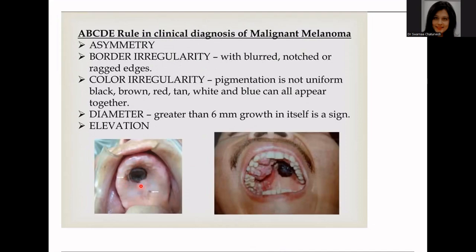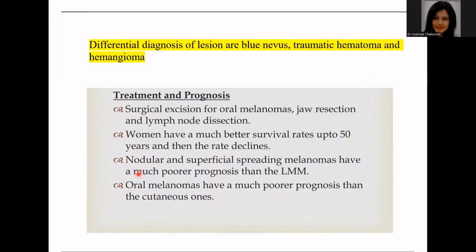Then C stands for the color irregularity. Pigmentation is not uniform: black, brown, red, tan. They will all be appearing together and there will be color irregularity. Then D stands for the diameter, which will be greater than 6 mm. Growth in itself is a sign of this. And E is the elevation. You can very well appreciate here all the 5 factors in this picture. If you look at the differentials, blue nevus is a very strong differential of it. Then traumatic hematoma and hemangioma.